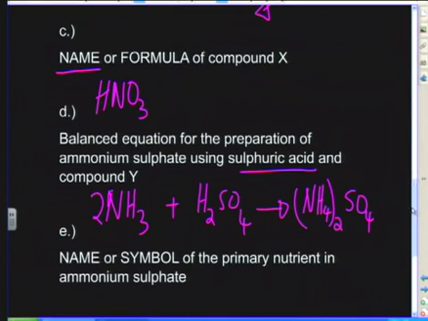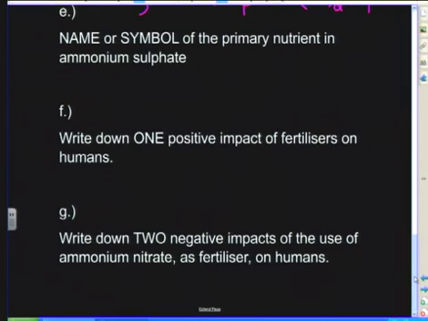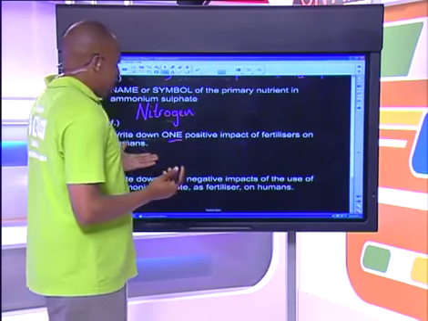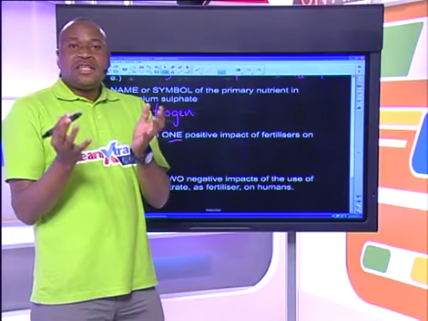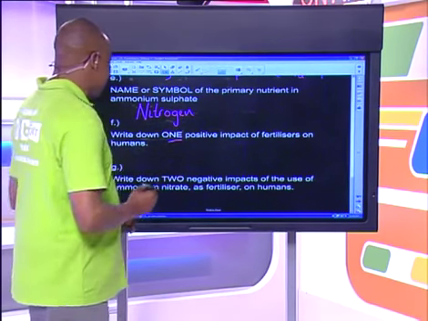Now, quickly, I want us to have a look again at the last part of this question, where we still have a few here. E, name or symbol of the primary nutrient in ammonium sulfate. Now, the primary nutrient in ammonium sulfate is nitrogen. Write down 1 positive impact of fertilizers on humans. Now, what do we gain from fertilizers?